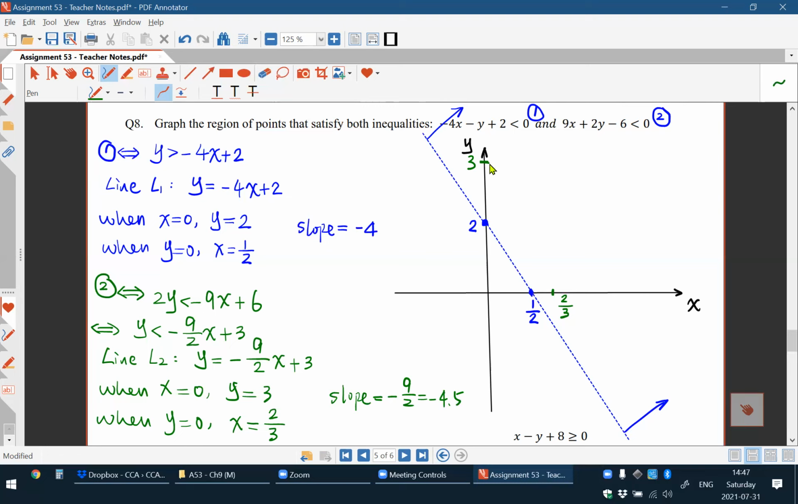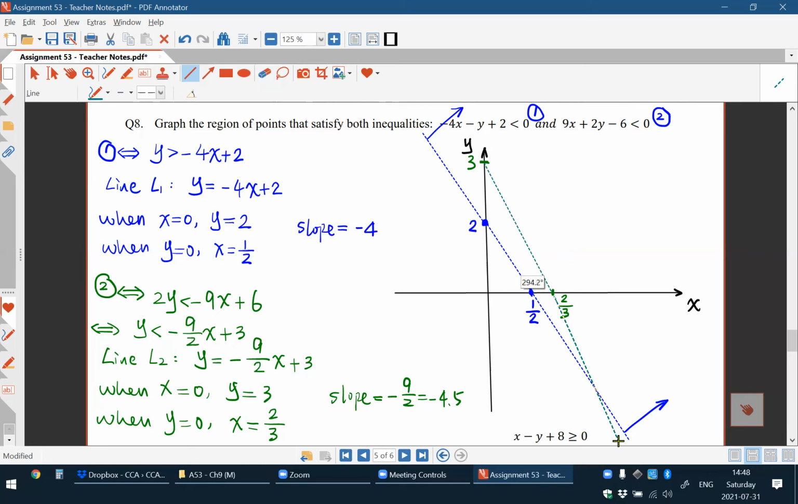So the second line has a slightly larger slope, in absolute value, right? So this means the second line, the blue line, should be steeper than the first line, right? So this line should cross like this. The intersecting point is somewhere here, right? Okay, so if we know this, we can just connect these two points. Okay, this is our second line.